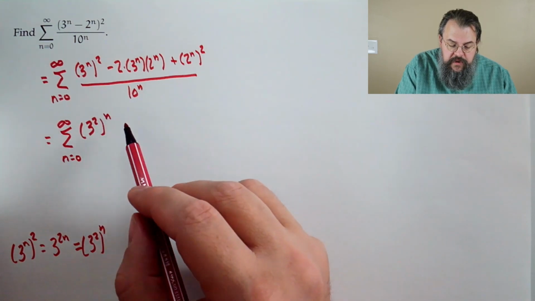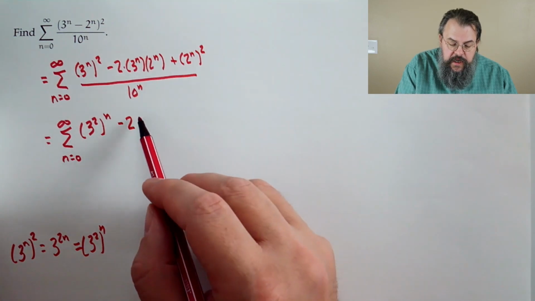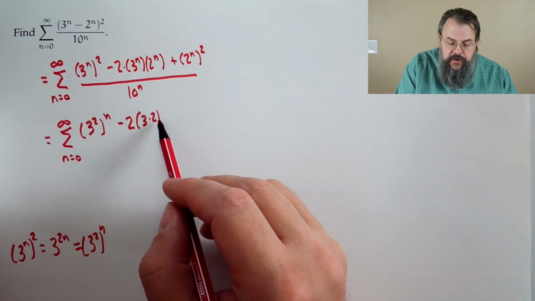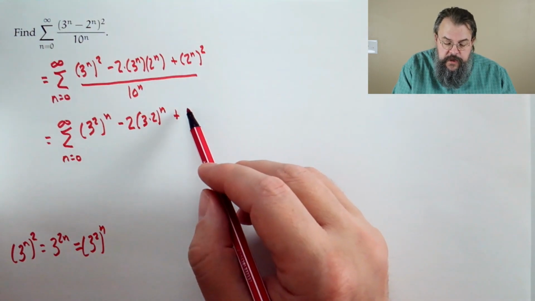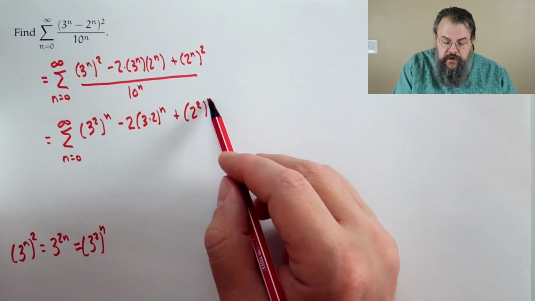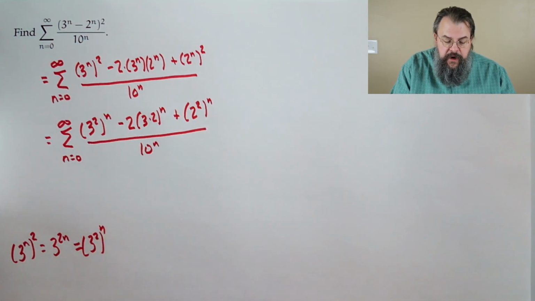So we could say that's the same as 3 squared to the n. We'll clean that up in a second here. And minus 2, now 3^n times 2^n, we can write as 3 times 2 to the n. And same thing here as we did for the first term, 2 squared to the n. All of that over 10 to the power n.